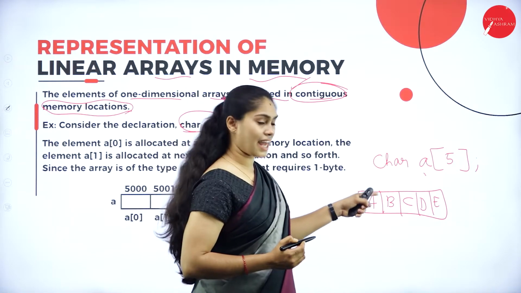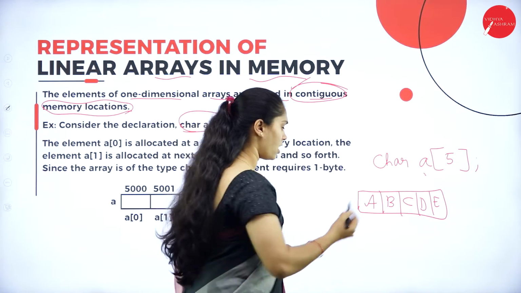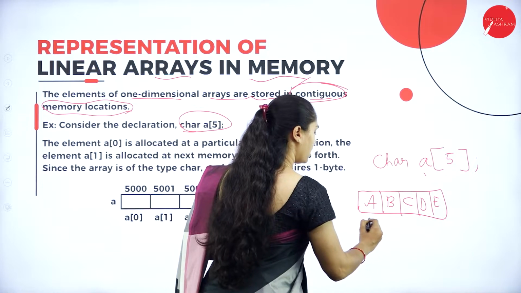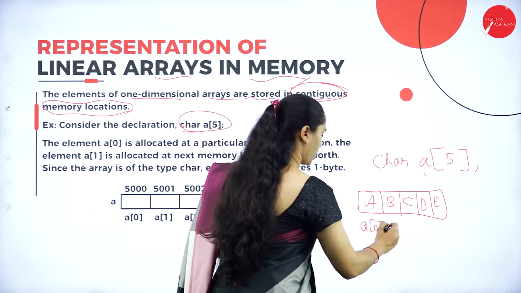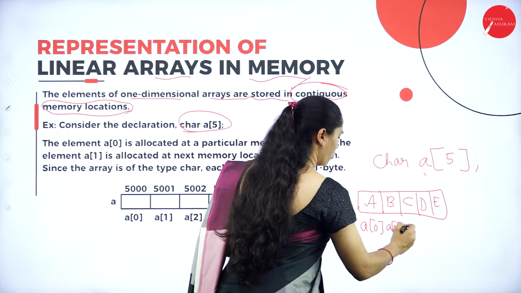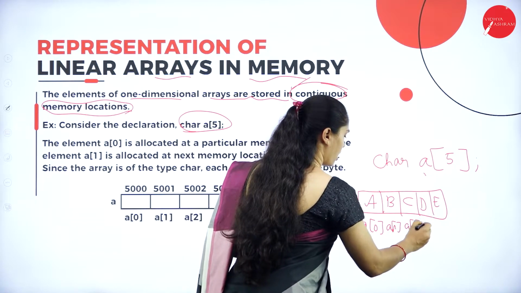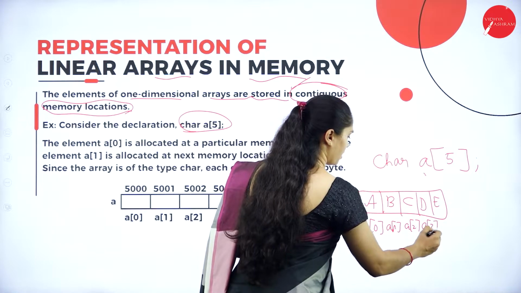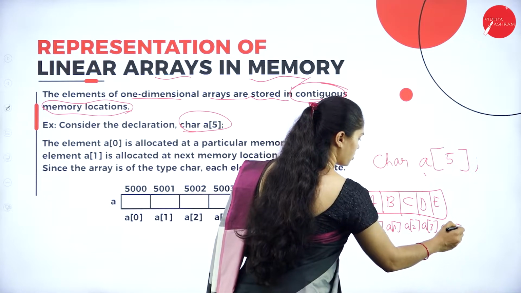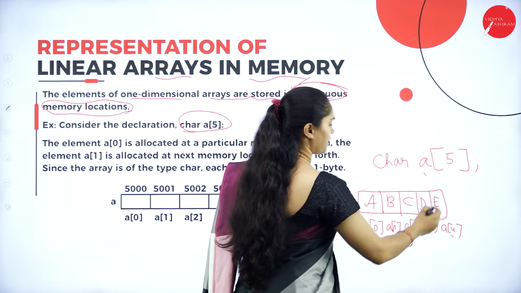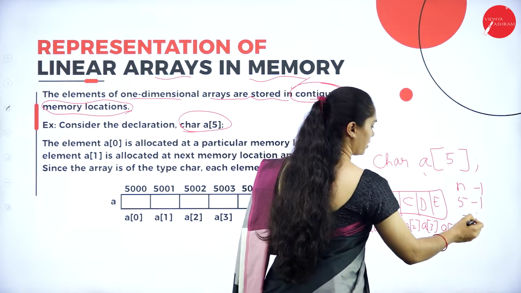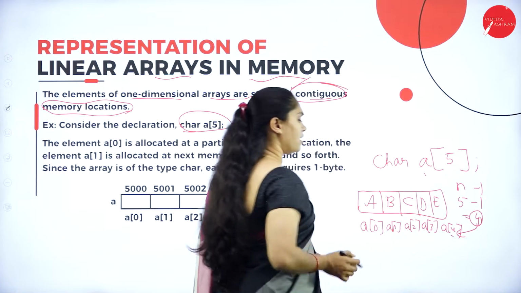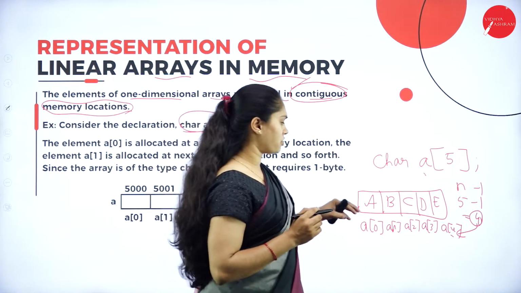Why? Because this is character data type. And how can I represent that? A of 0. Always an array's index starts with the 0th position. A of 0, then A of 1, A of 2, A of 3, and A of 4. So how are we going to find the last index? That is always n minus 1. N is 5 here, minus 1 will be 4. So 4 will be the last position or index of this array.